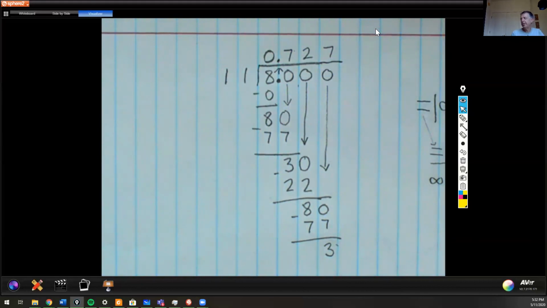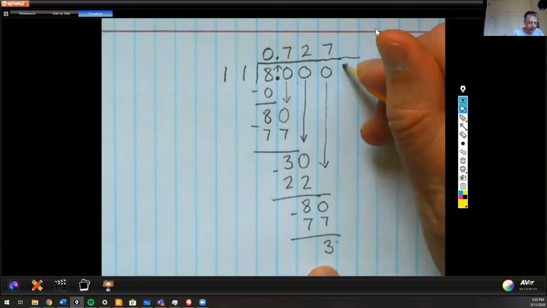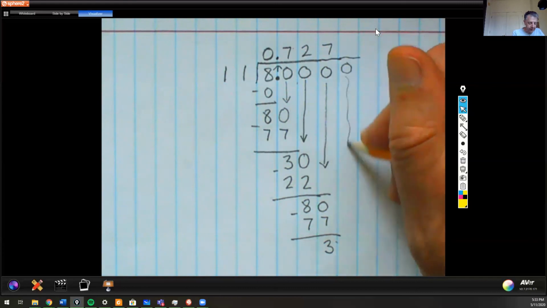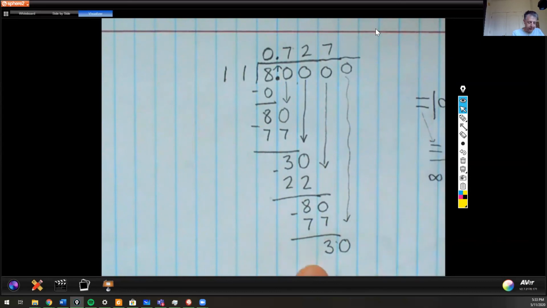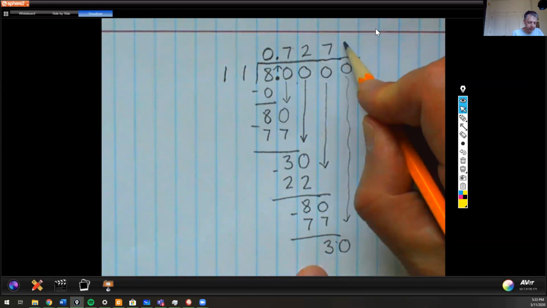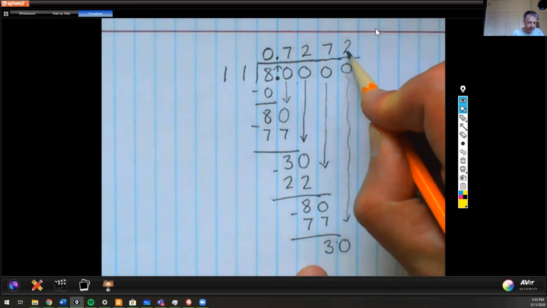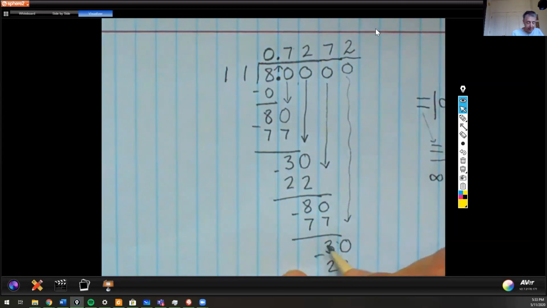What I want you to do is add another 0. One more 0 here, and we're going to drop it on down. We're going to look, and oh, it's 30. So I'm going to think to myself, well, 11 times 2. We had that before. 11 times 2 is 22. So I'm going to do that, and I end up with a remainder of 8 again. And this is going to keep on going.